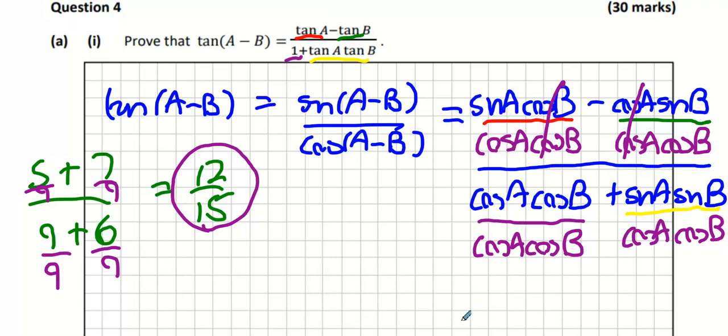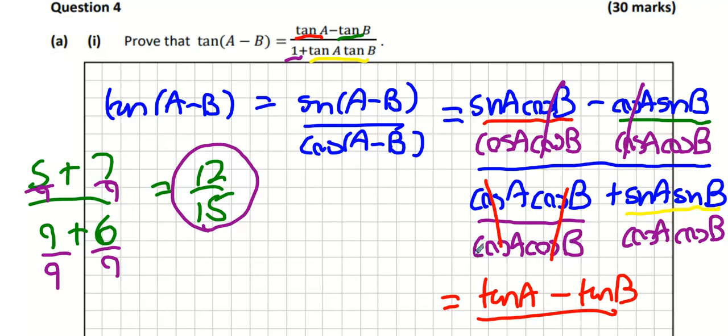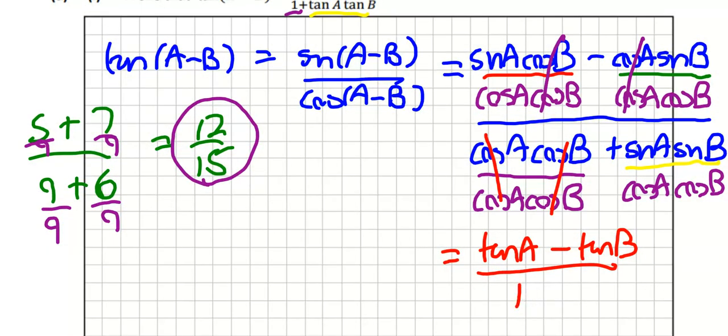What's sine a divided by cos a? Sine a divided by cos a is tan a. What's sine b divided by cos b? Well, that's tan b. And then on the bottom, cos a divided by cos a is 1. Cos b divided by cos b is also 1. So that would give me the number 1. And then finally, sine a divided by cos a, just this part here, that's tan a, okay? And then sine b divided by cos b, that in turn is tan b.